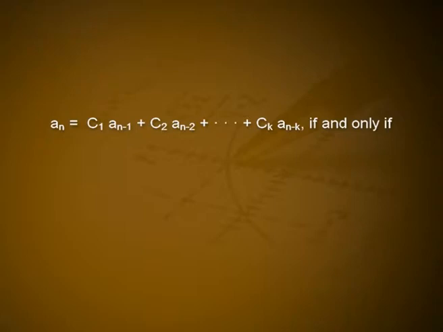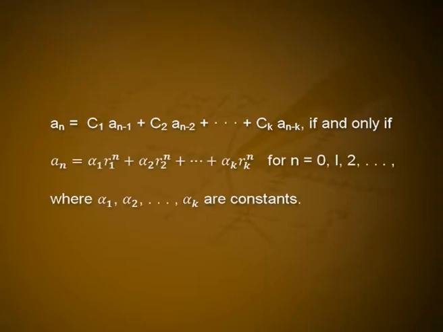rk. Then a sequence an is a solution of the recurrence relation an is equal to C1 into an minus 1 plus C2 into an minus 2 plus etc. plus Ck into an minus k if and only if an is equal to alpha 1 into r1 raised to n plus alpha 2 into r2 raised to n plus etc. plus alpha k into rk raised to n for n is equal to 0, 1, 2, etc., where alpha 1, alpha 2, etc., alpha k are constants. We illustrate the use of the theorem with the following example.